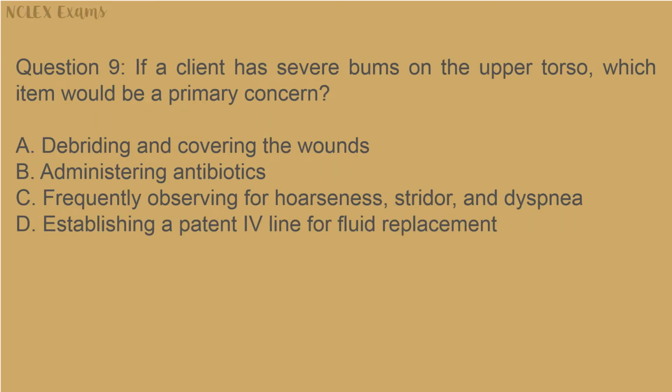Question 9. If a client has severe burns on the upper torso, which item would be a primary concern? A. Debriding and covering the wounds. B. Administering antibiotics. C. Frequently observing for hoarseness, stridor, and dyspnea. D. Establishing a patent line for fluid replacement.